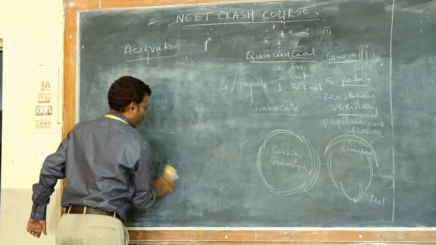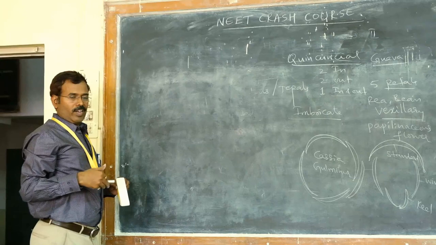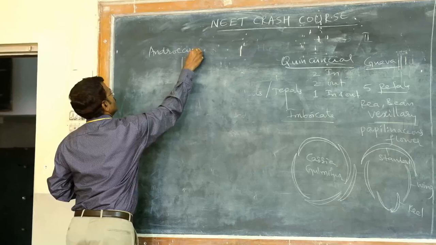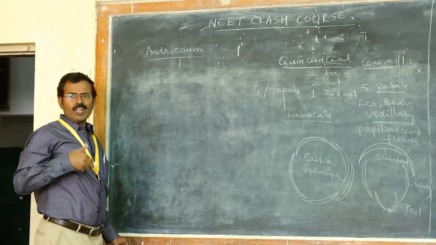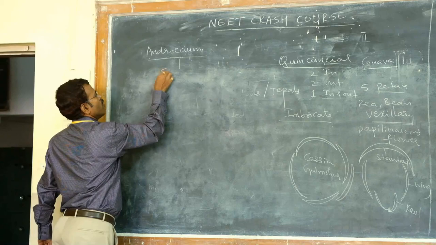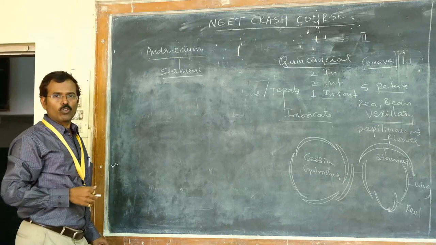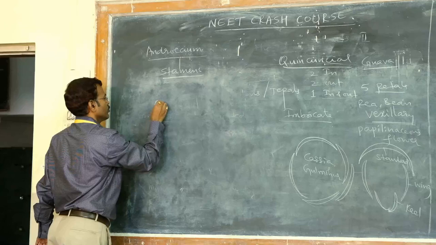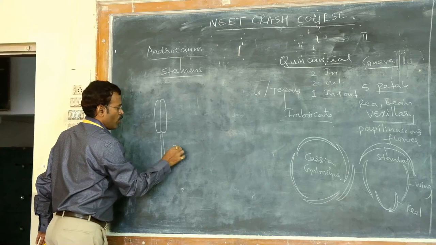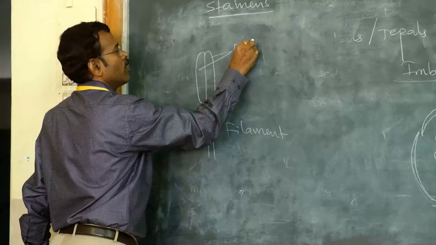Okay, moving on to the reproductive structures or essential organs. Androecium is the male reproductive organ, first essential organ. It is present inside the corolla, that is inside the petals. Androecium is made up of stamens. These stamens can be compared to microsporophylls. Each stamen is made up of the stalk of the stamen, known as filament, and it is made up of anther. This part is called as connective.